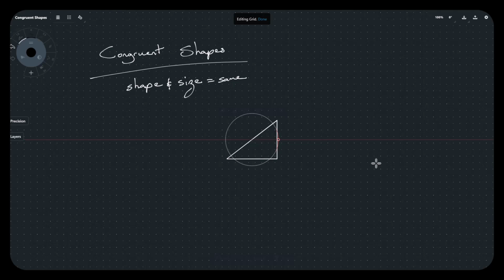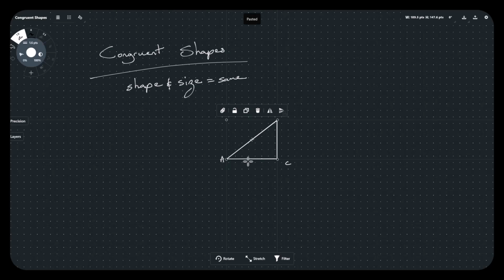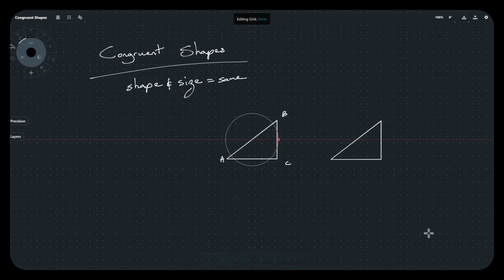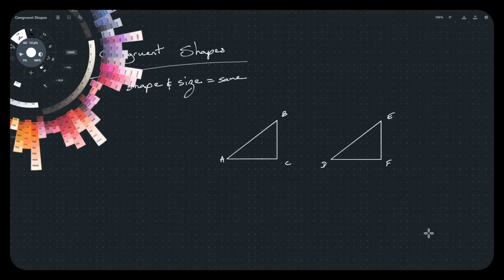Maybe I have a triangle, and I'm going to label some vertices. Here's A, B, and C. Now, if I make a copy of this shape, here's another copy of it, then obviously these are going to be congruent shapes. I can label these points D, E, and F, and then I can make all kinds of statements about their congruency.